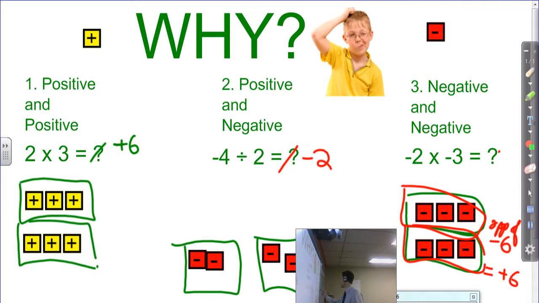That's the best explanation I got. I hope you like it. The opposite of negative 6, or the opposite of 2 groups of negative 3, is the opposite of negative 6, which is positive 6. Just remember the rules. It's the easiest way to do it. I'm sorry.